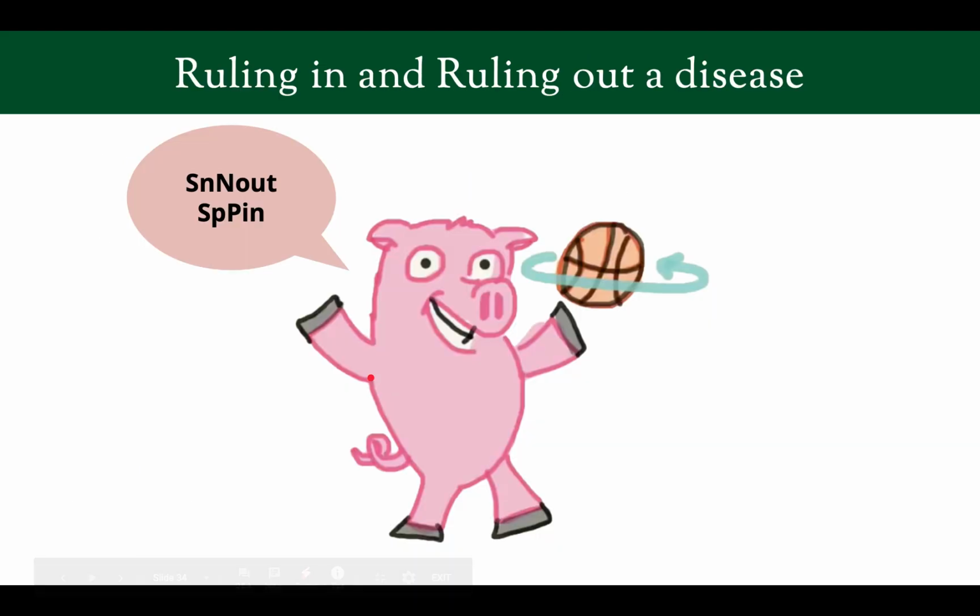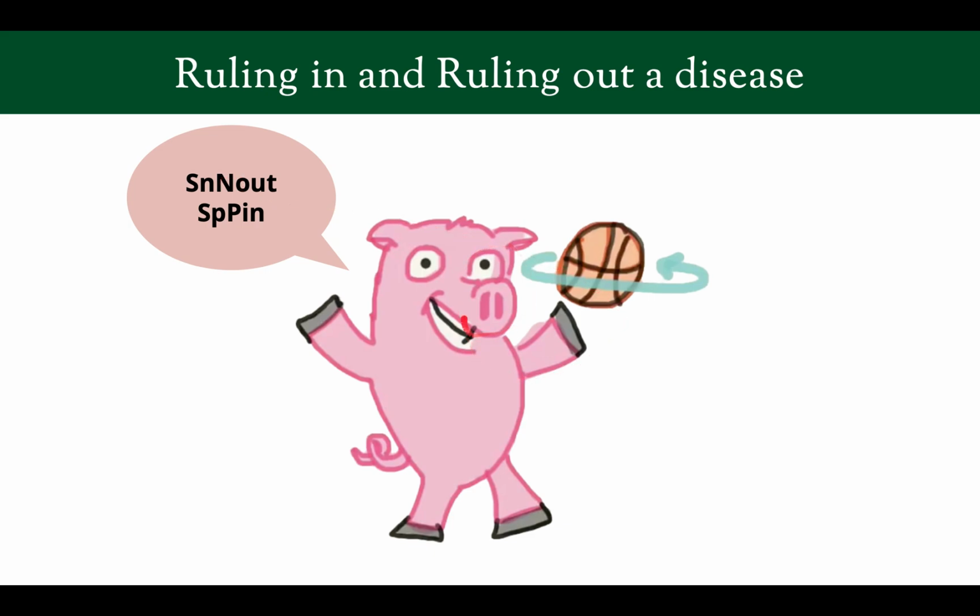All right, and we're going to come back to this, SPIN and SNOUT, but this really is going to help us with ruling in and ruling out a disease. As we talked about before, our goal now is to, with some degree of confidence, say someone either does have a disease or does not have a disease. We can't say it with 100% confidence, but we want to say with some degree of confidence. And this mnemonic helps us remember that. In a test with high sensitivity, if that test is negative, then we can say that we have ruled out the disease with some confidence. So SNOUT: sensitivity, negative, rule out.